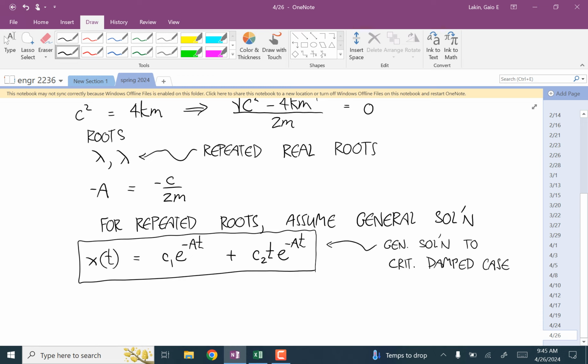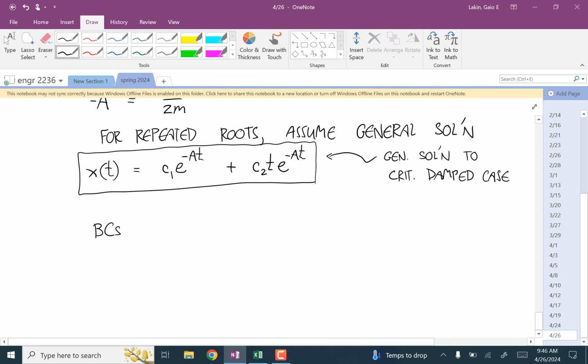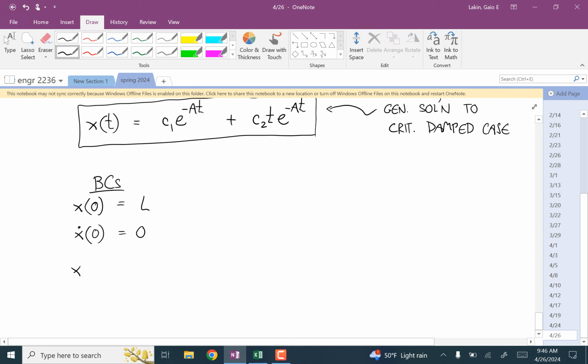And now we have to go through the boundary conditions. Again, our boundary conditions are that at time equals 0, x is equal to L, and at time equals 0, x dot is equal to 0. x dot from that general solution is negative C1 a e to the negative at, plus, notice you have to use the product rule here, C2 e to the negative at minus C2 a times t times e to the negative at.